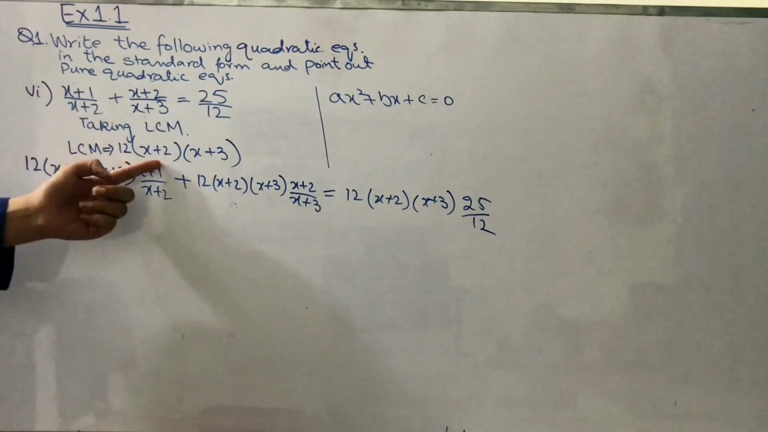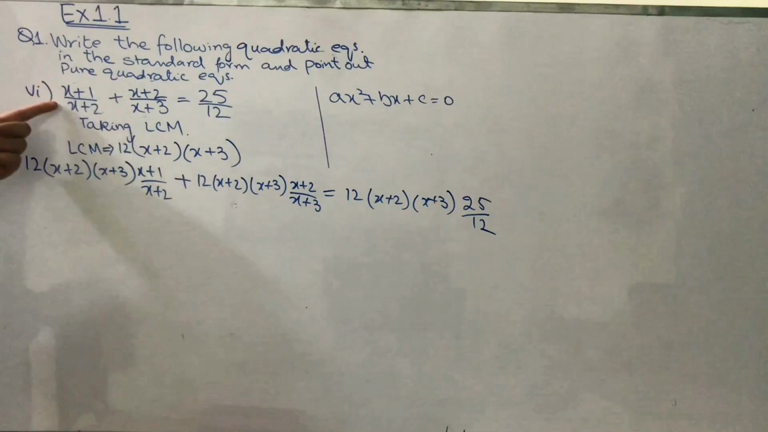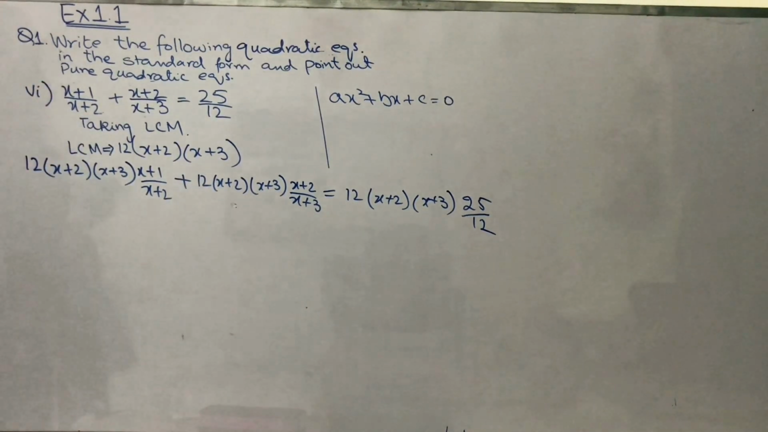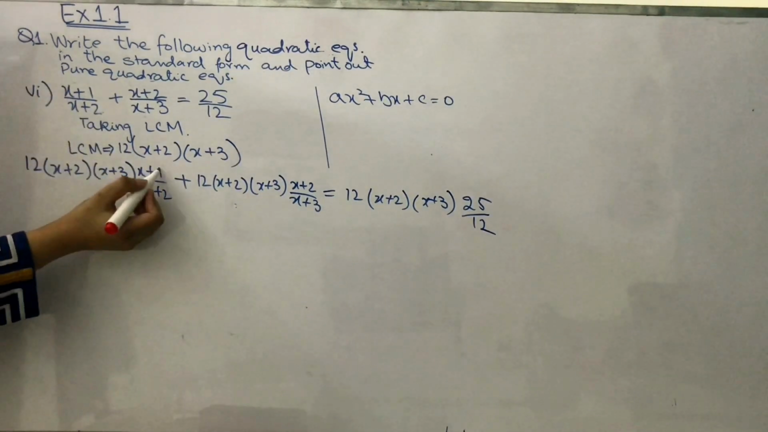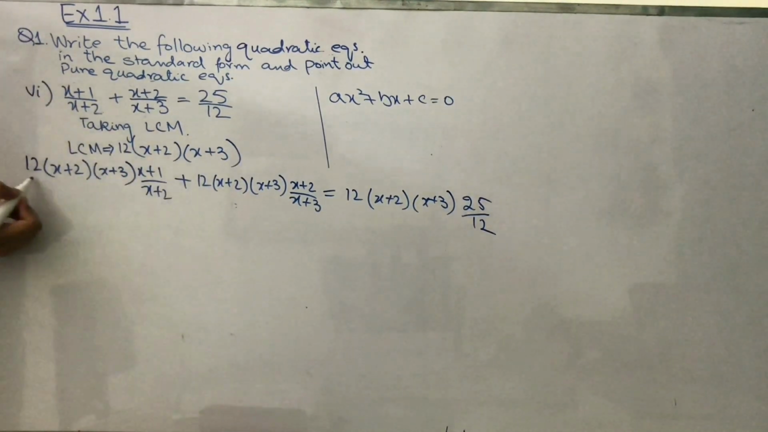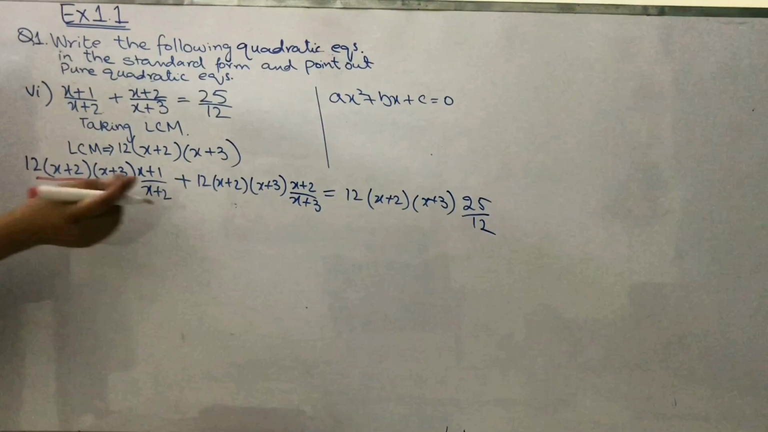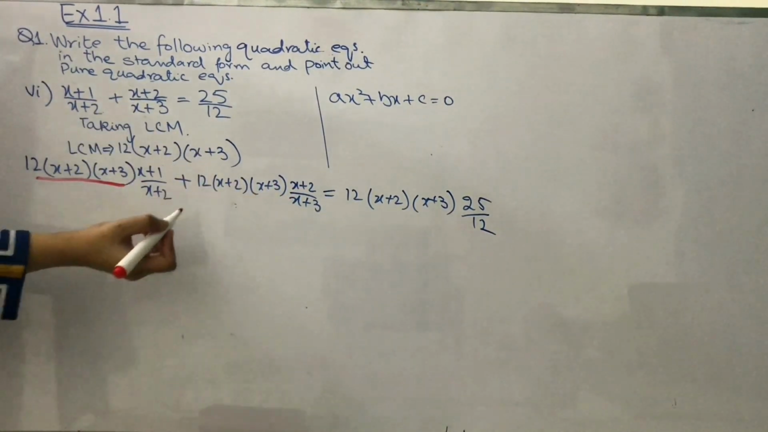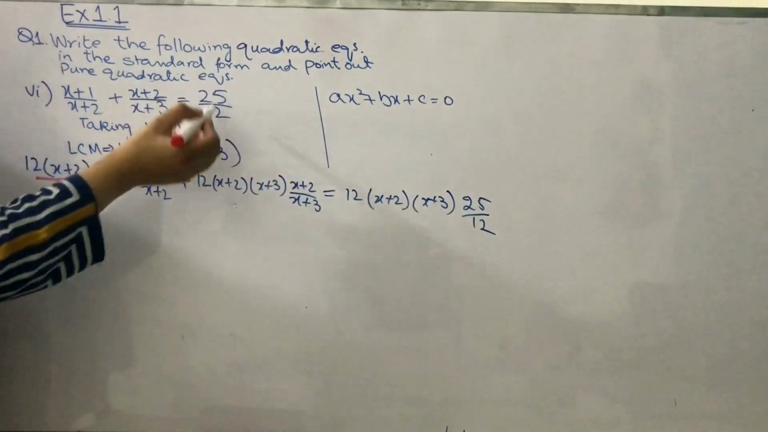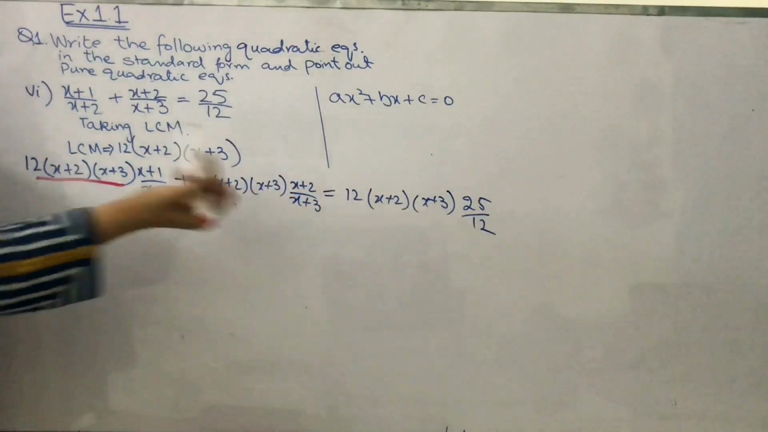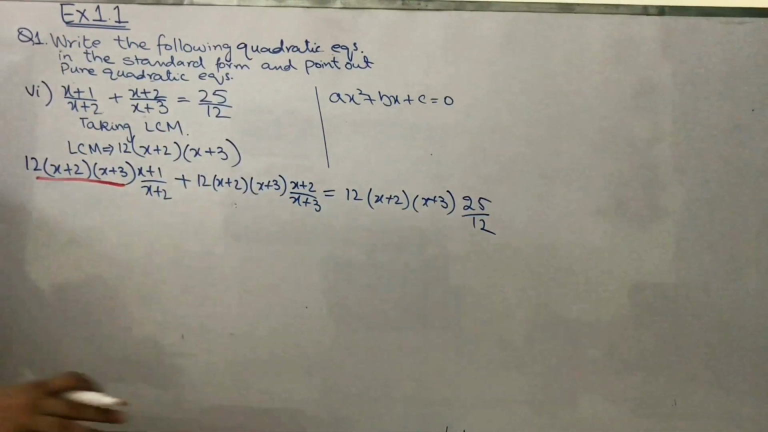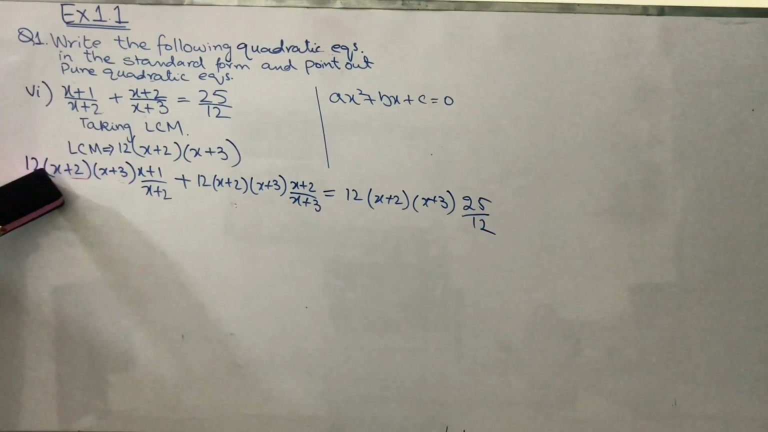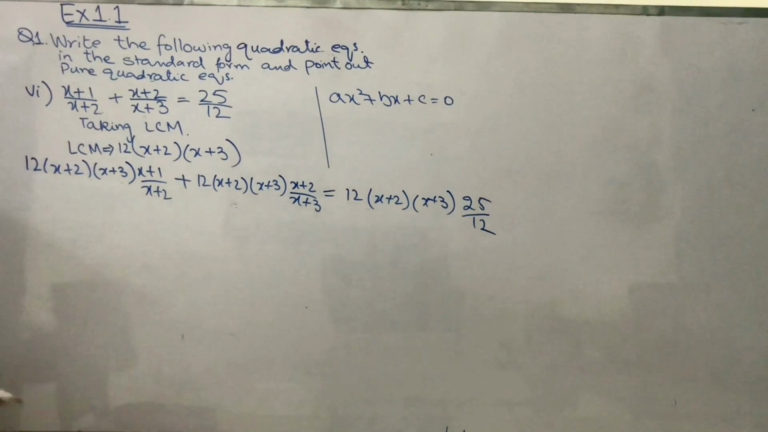In the next step, you have to multiply this LCM term with every fraction. Like you can see, first x plus 1 by x plus 2 is multiplying with this LCM. Then the second term, x plus 2 by x plus 3, is going to multiply with this LCM, and at the end the third fraction will also multiply with this LCM. Is it clear?